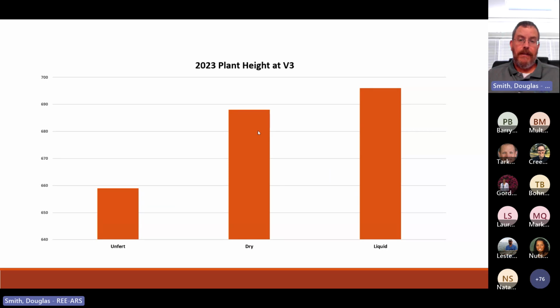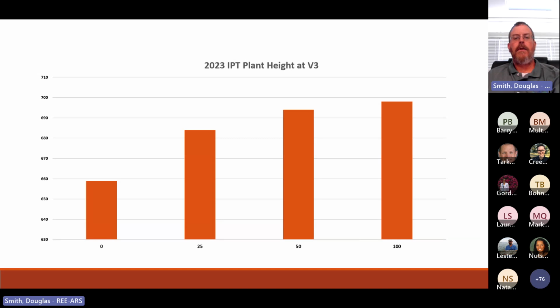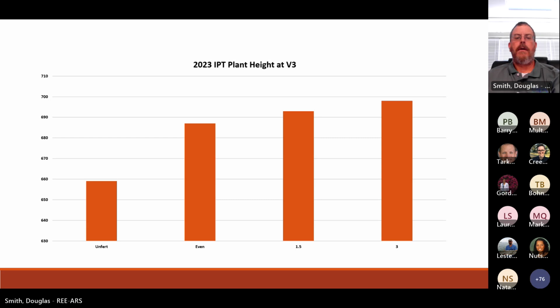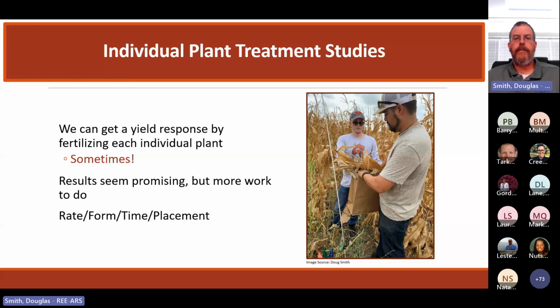Looking at this year's data. We're currently harvesting these plants, so I don't have data to show, but we did measure plant height at the third true leaf stage. So liquid and dry, we saw some benefit in plant height. Three different rates saw some benefit there. Injecting and surface application both showed increased plant height. And then all of the horizontal placements within the field, within the row, showed some benefit in plant height.